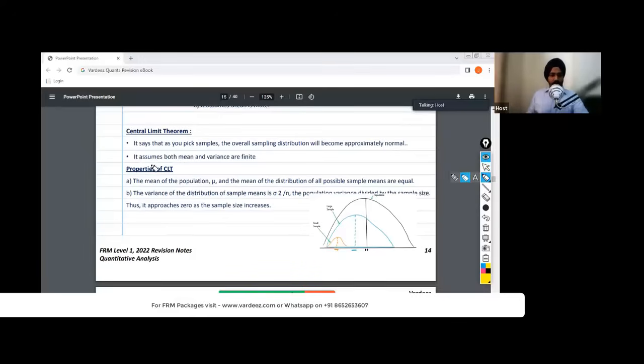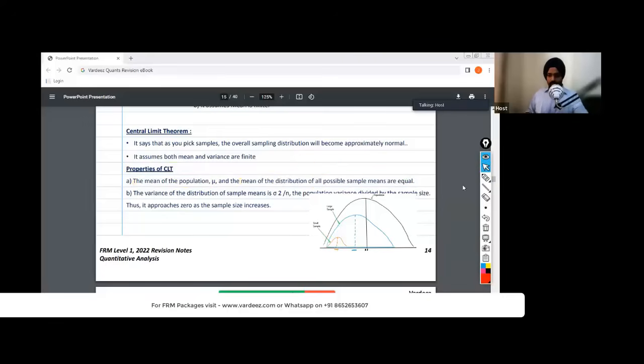What are the properties of the central limit theorem? The property is that the mean of the population, mu, and the mean of the distribution of all possible sample means are equal. So the mean of the sampling distribution that we just created out of all the sample means and the population mean will be equal.